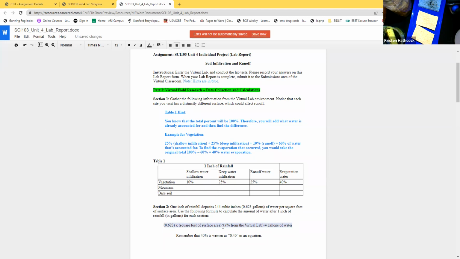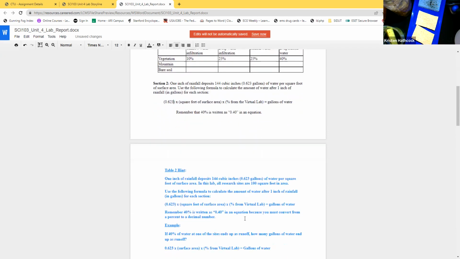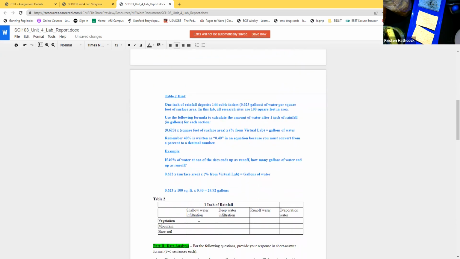So this formula basically converts percentages to gallons. And so our formula here, which is 0.623, we're going to take shallow infiltration and we're going to multiply it by 10%, and 10% in a decimal form is written as 0.10. And that was what you just collected and is in table 1, percent from your virtual lab. That's the 10 right there.